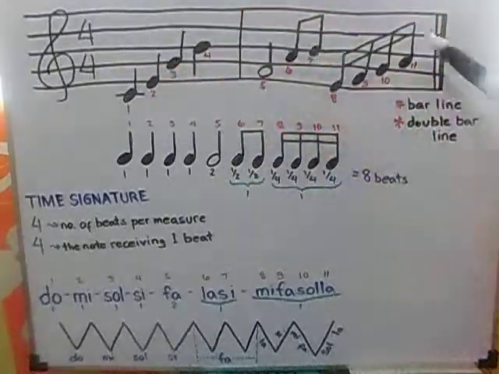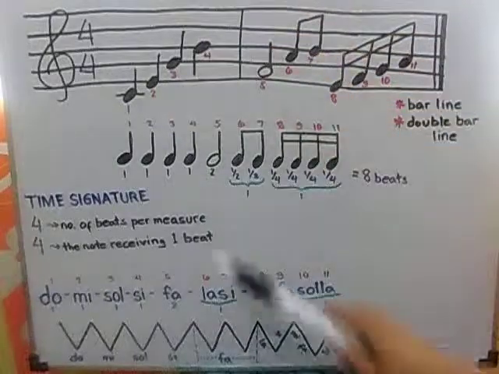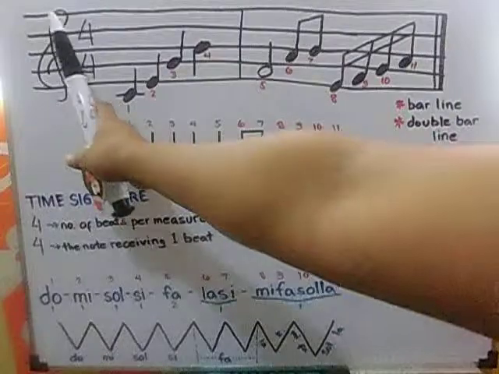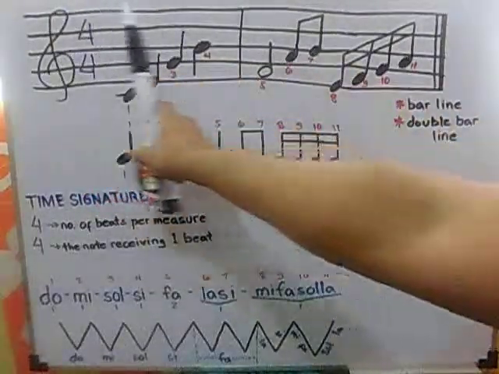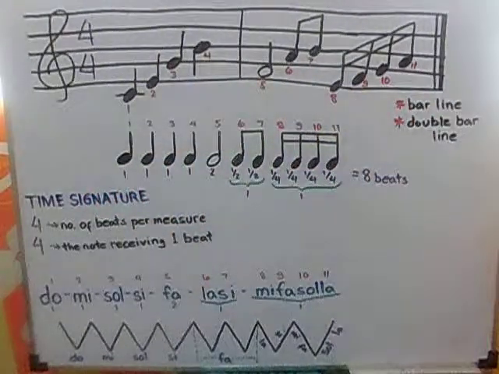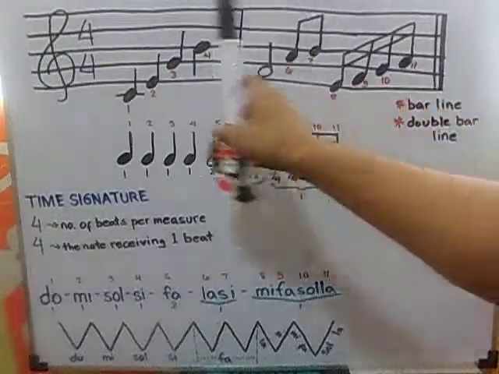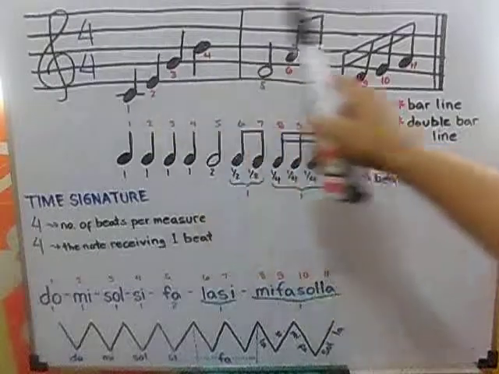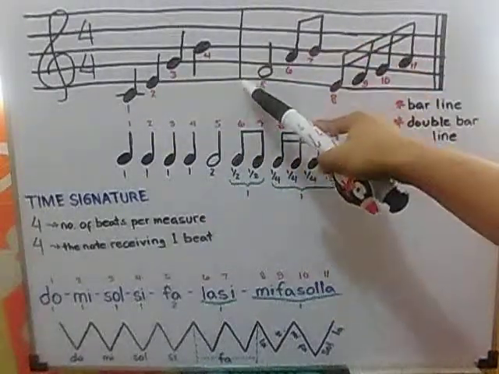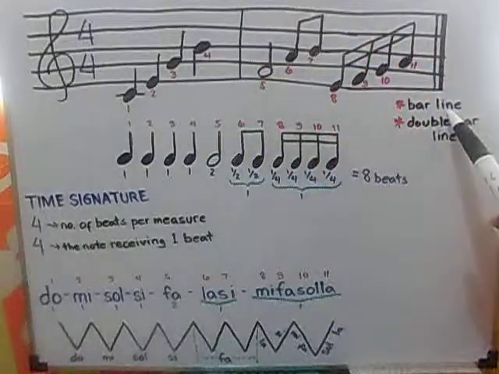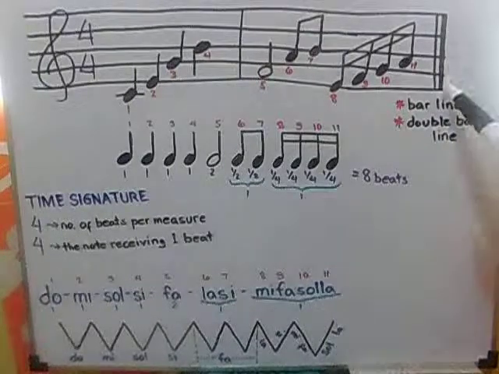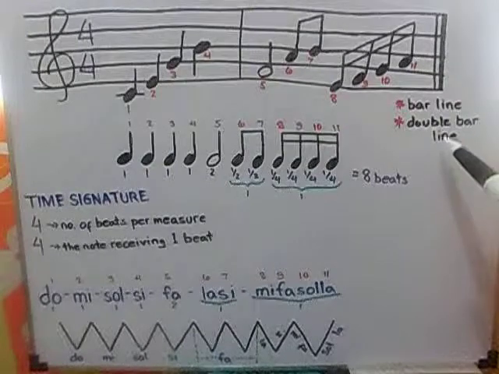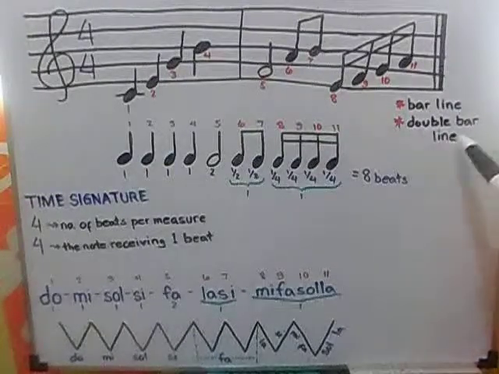This is a staff. We all know these 5 lines and a larger line here. Now, this is what we call a system. From here to here is called a system. A system is divided into 2 measures. If you notice, a line here divided the system into 2. This line is what we call a bar line. And this highlighted thick bar and thin bar is what we call a double bar line.